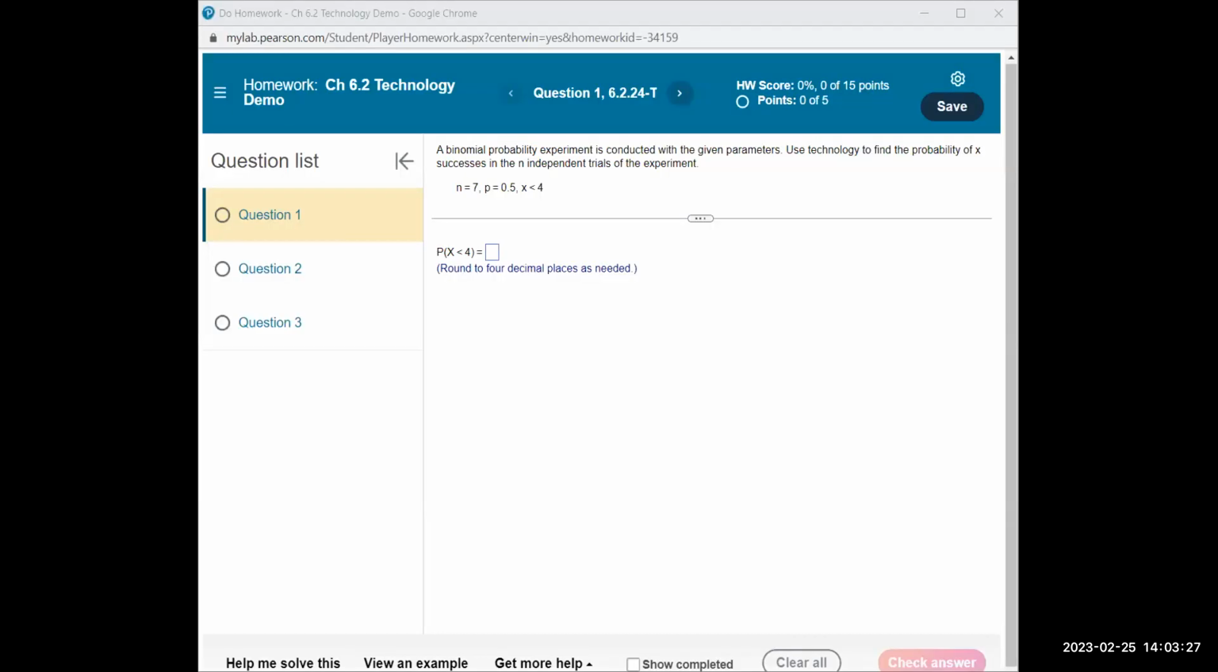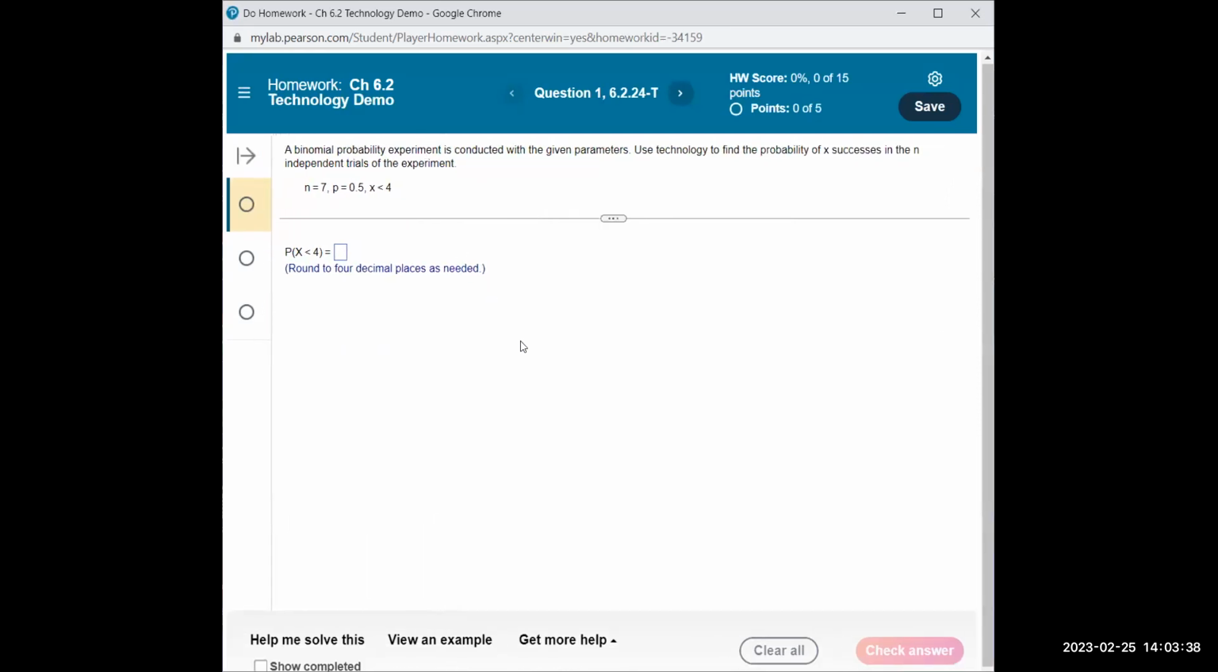Chapter 6 demo. Problem number 1. A binomial experiment is conducted with the given parameters. Use technology to find the probability of X successes in N independent trials of the experiment.